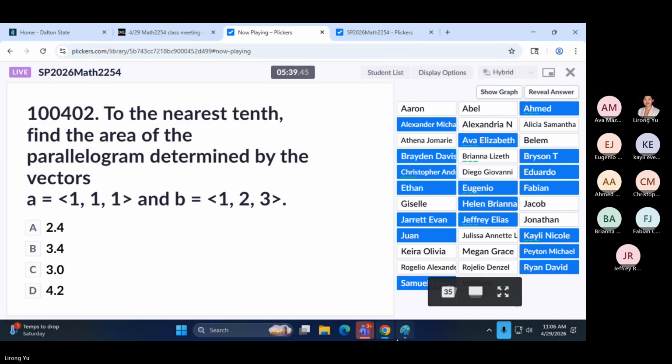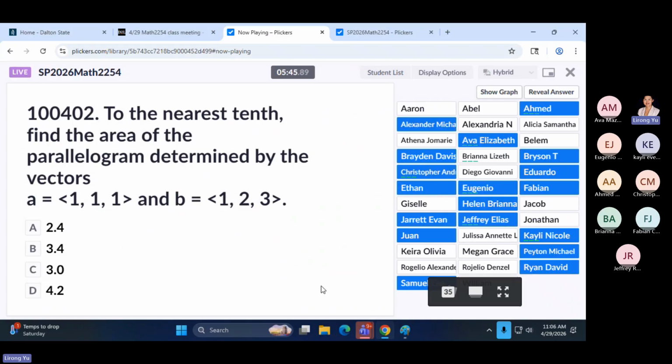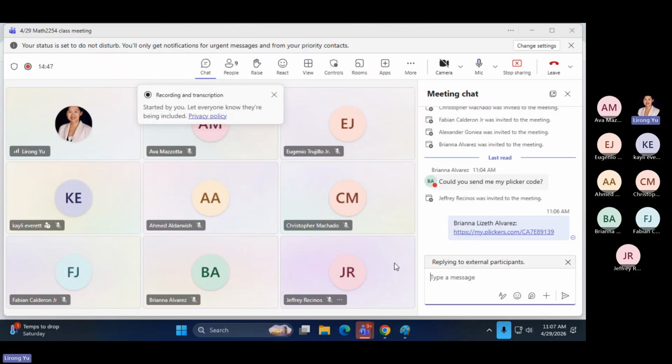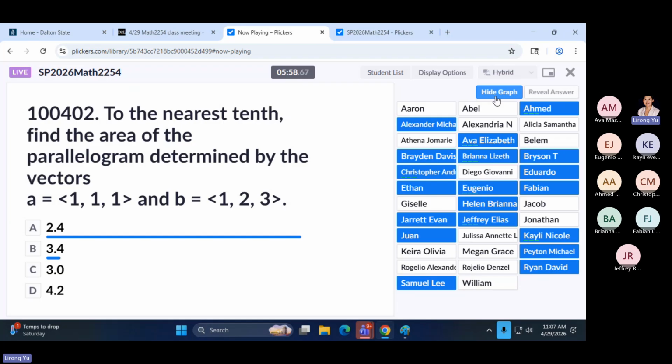It's root of 6. The square root of 6 is the answer. So this is the final answer. It's supposed to be A, that's the square root of 6.